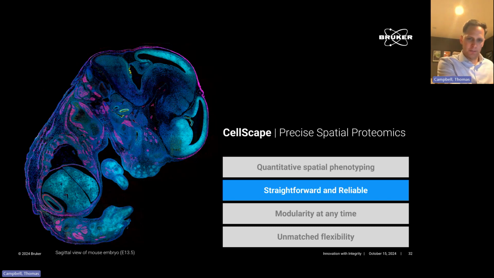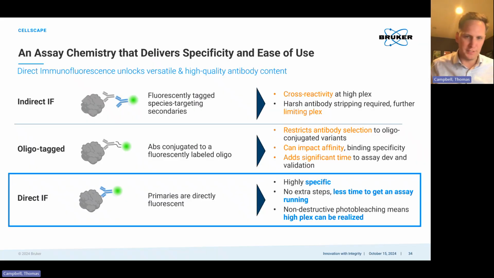Switching gears slightly, away from how we collect the images to more of the chemistry that we're deploying for protein detection. For this, I think it's helpful to contextualize with some of the other approaches that are available on the market. Almost all spatial proteomics platforms are using antibody-based detection, and they just vary based on what the antibodies are conjugated to. One common approach is using indirect immunofluorescence, so fluorescently tagged species-targeting secondaries, and then getting these to recognize unconjugated primaries.